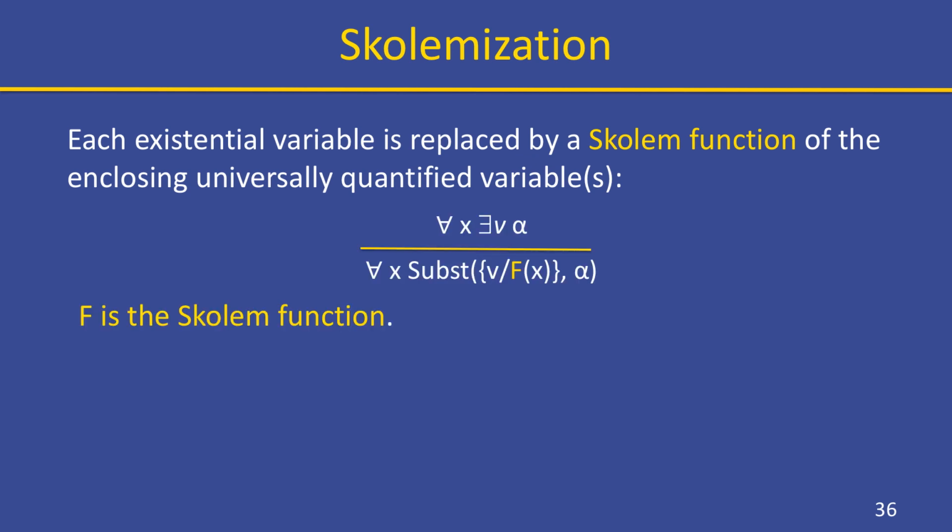So if I have a sentence of the form for all x there exists v such that alpha, I can replace v with a function of x. f is called the Skolem function, and the sentence that we obtain by applying the substitution v by f(x) on alpha is entailed by our original sentence.